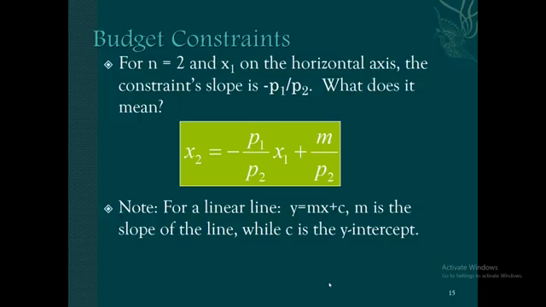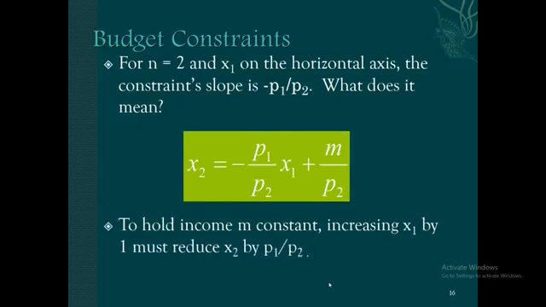So what does it mean? It means that x2 is equal to minus p1 by p2 times x1 plus m by p2 for a linear line. So a linear line is one where the transformation, or the substitutability, is perfect in that sense. So y is equal to mx plus c, where m is the slope of the line, while c is the intercept.